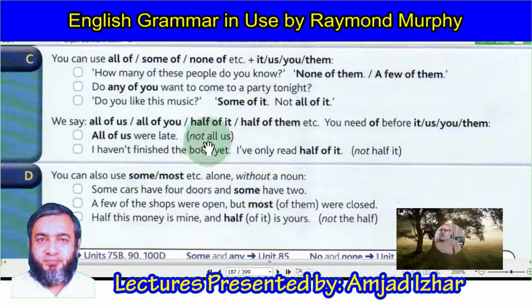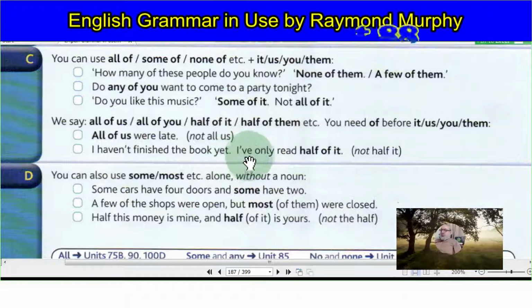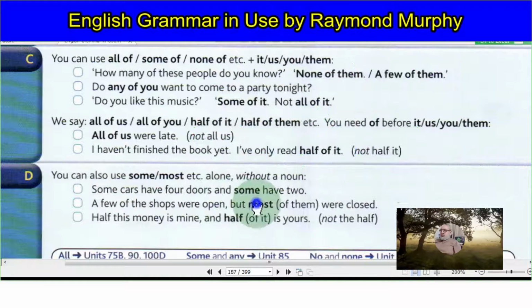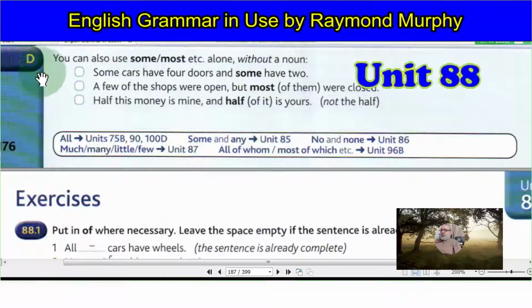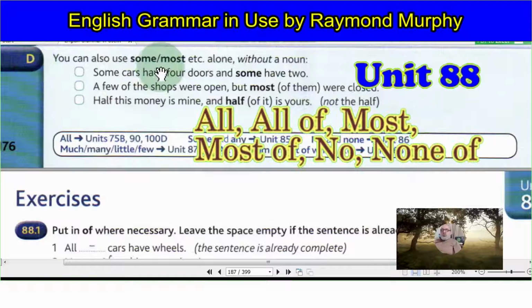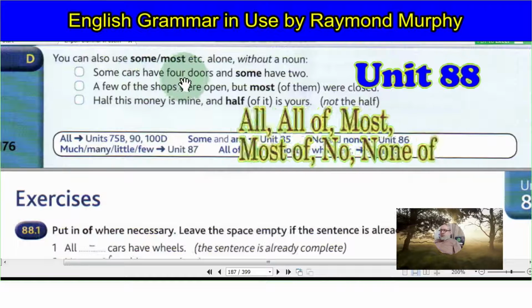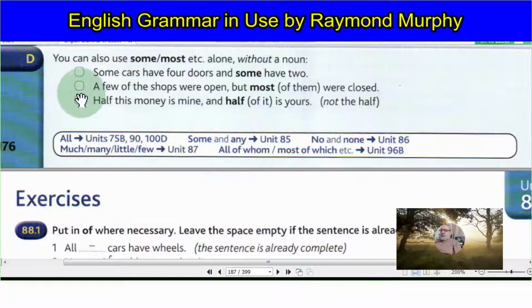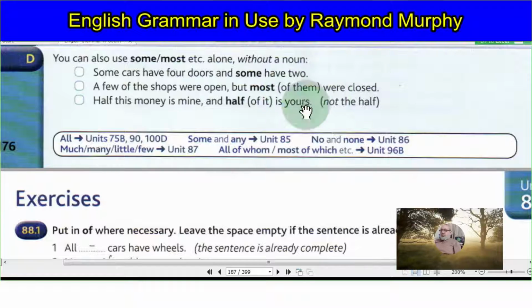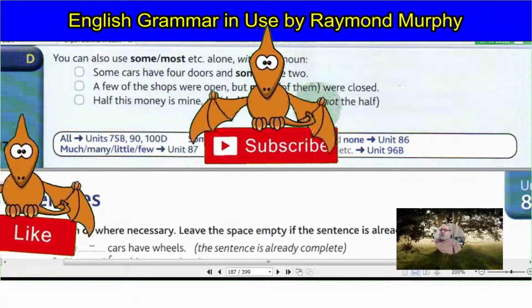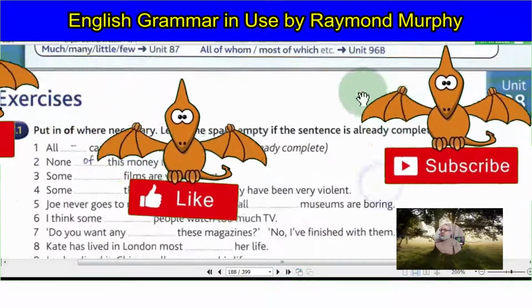All of us were late, not "all us." I haven't finished the book yet. I have only read half of it, not "half it." D. You can also use "some," "most" alone without a noun. Some cars have four doors and some have two. A few of the shops were open, but most of them were closed. Half this money is mine and half of it is yours, not "the half."